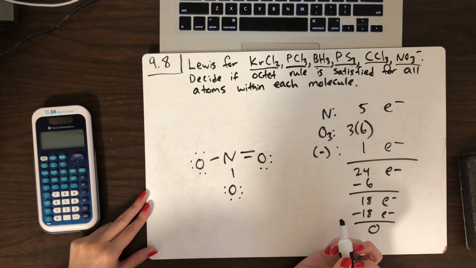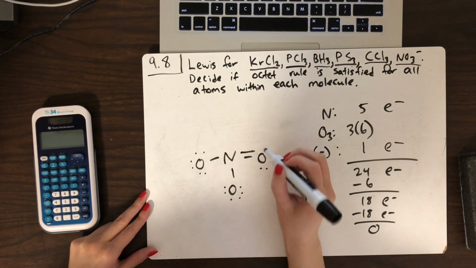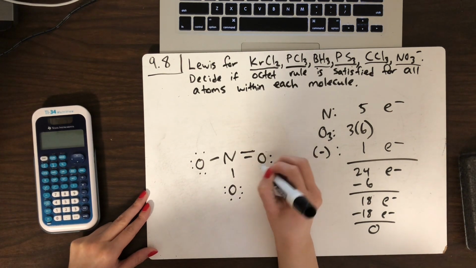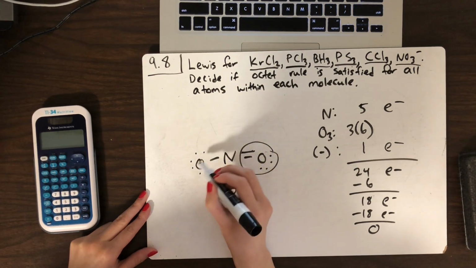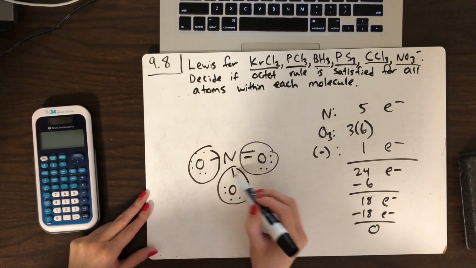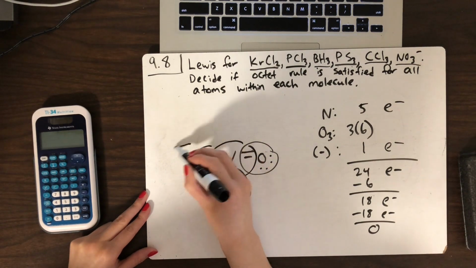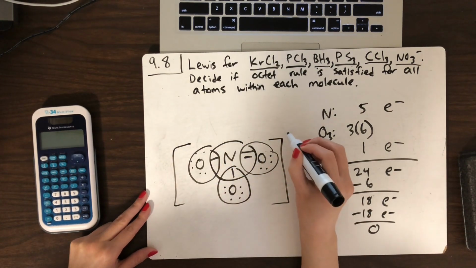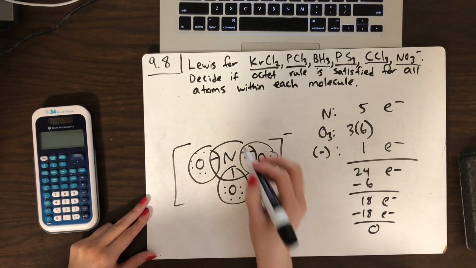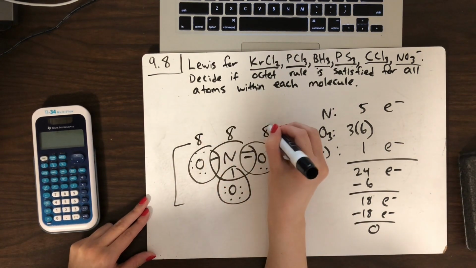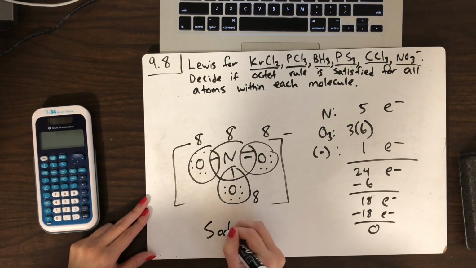So if we look at this, now he's happy. 1, 2, 3, 4, 5, 6, 7, 8. He's happy. He's happy. And now he's happy. And then just one thing to note with Lewis structures for ions, you do have to put them in brackets and add the charge. So everyone does have 8, so this satisfies the octet rule.